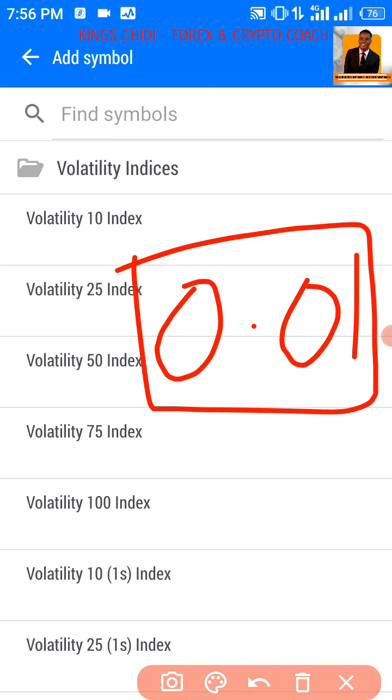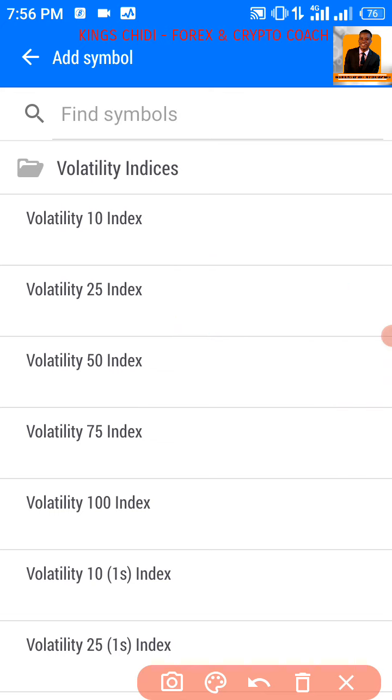Because one of my students, after trading a particular index, went to trade another index, and the lowest lot size of the previous index he traded was very big in the other index he was about to trade. He didn't check the lot size, and what happened? His account was wiped. So you have to be very careful. Now I'm going to tell you each and every one of these indices and their lowest lot size.